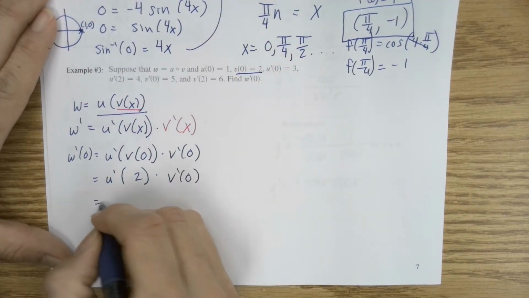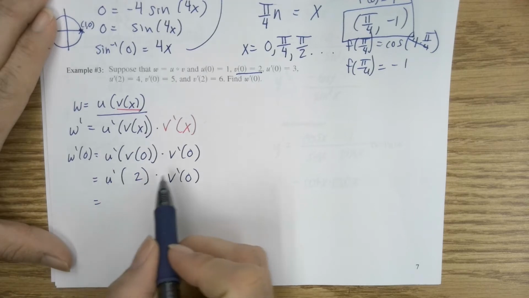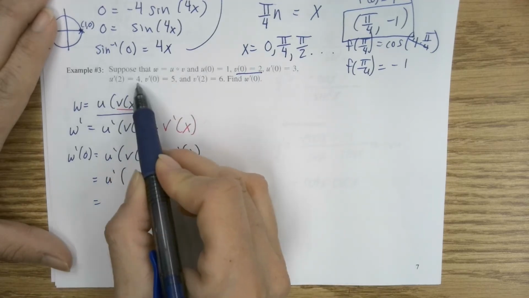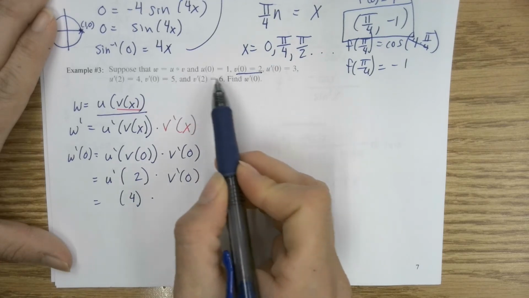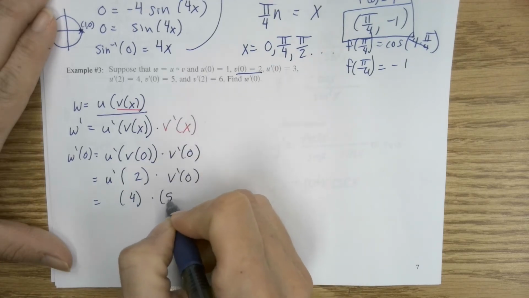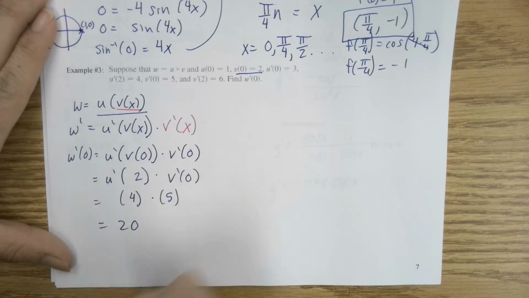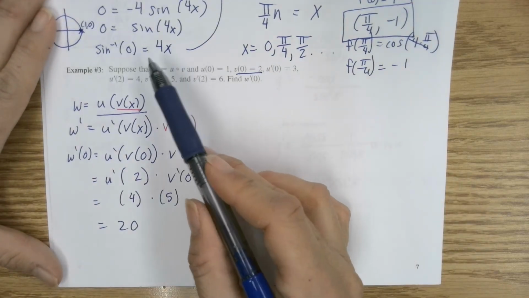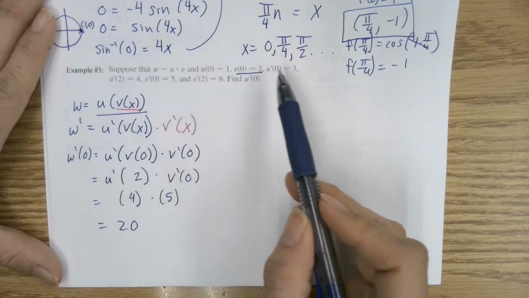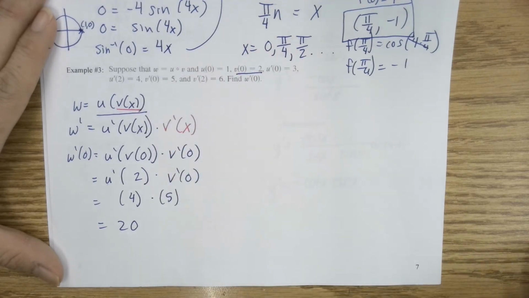And now I'm looking for u prime of 2. We were given that as well. So u prime of 2 is 4 times v prime of 0, which is 5. So 4 times 5 is 20. Okay, so there's an application of a chain rule where they handed you the information in a list form.